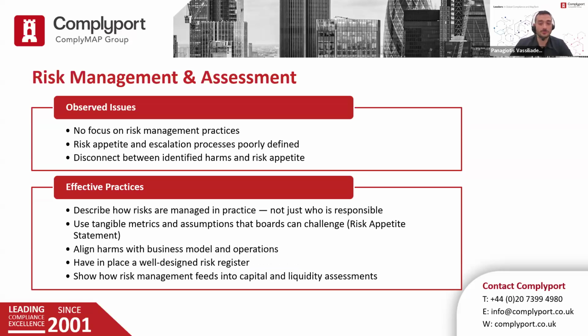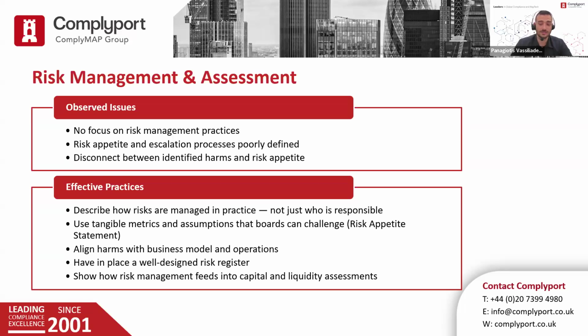Now, moving on to risk management, this is where firms often fall into the trap of describing structure instead of substance. They talk about who is responsible, what committees exist, but they don't show how risks are actually managed. Firms need to start the preparation of these risk assessment processes, established and embedded in the ICARA process, by describing how risks are actually managed in practice. What does your risk appetite look like? How are thresholds defined? And of course, what happens when something breaches a limit?